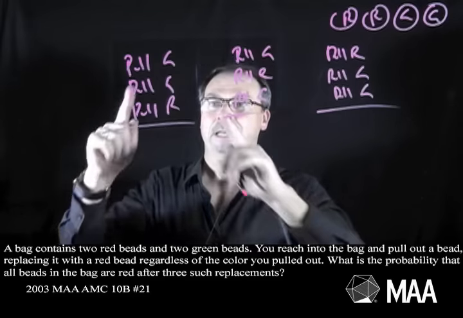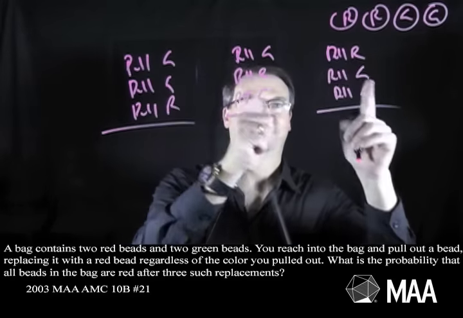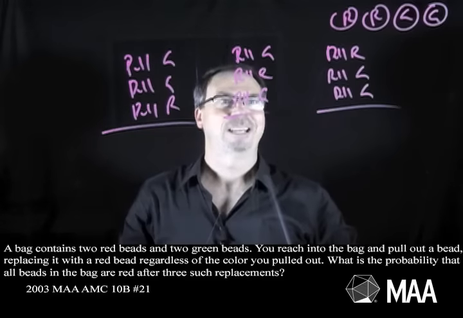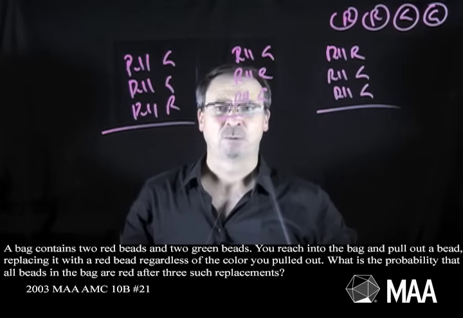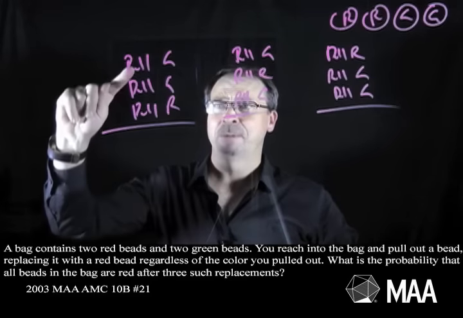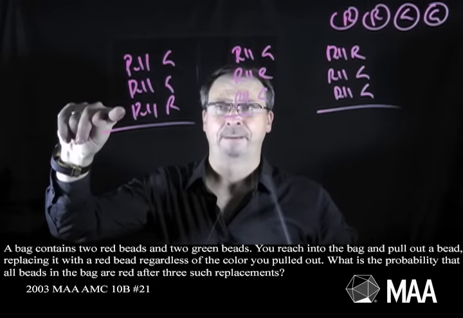So I guess we're asking for the probability that either this happens, or this happens, or this happens. Aha! This is feeling good. Can I work out these probabilities? What are the chances of me pulling out a green, and then a green, and then a red?